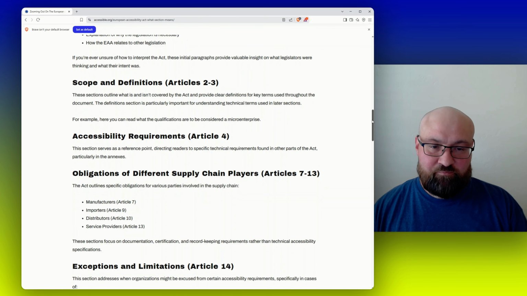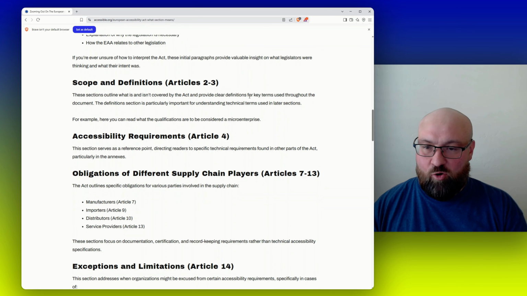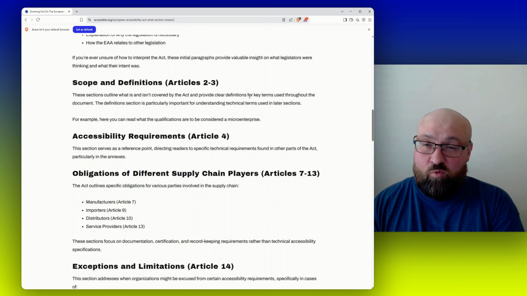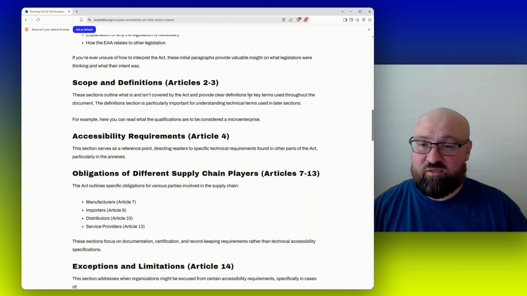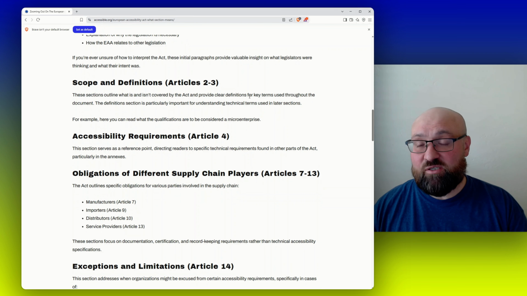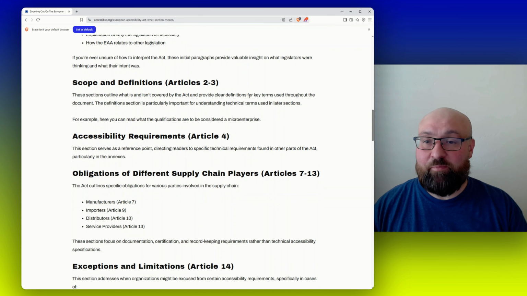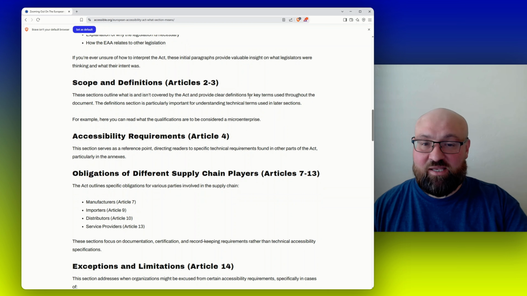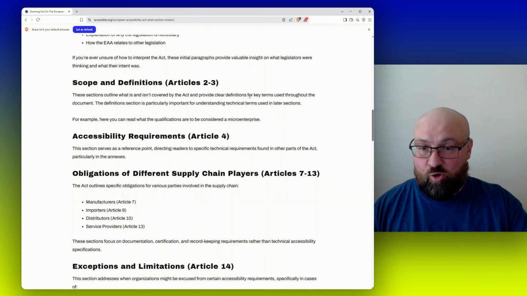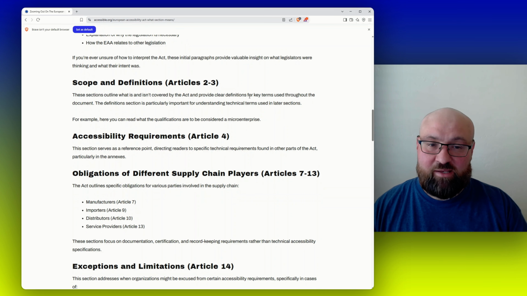So scrolling down, I have articles 2 and 3, and here we have the scope and the definitions. So the scope is going to tell you what is covered. So what are the products and services covered? And then the definitions are really important. You'll find yourself coming back to the definitions because the definitions tell you what all of the different terminology used in the directive means. So two really important sections here.